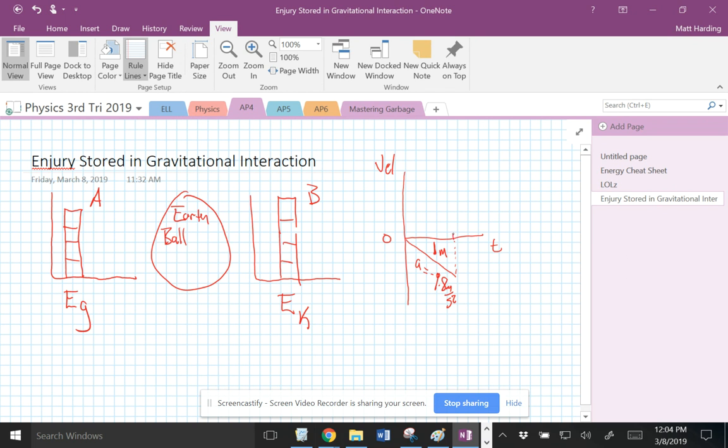I can know the time. What's the time? T. What's the velocity? 9.8 t. Okay? Because that's how slope works. All right? So 1 meter equals 1/2 of t times negative 9.8 t, aka 1/2 negative 9.8 t squared. So we can solve for the t, and you get somewhere around half a second. What is it? 0.38?